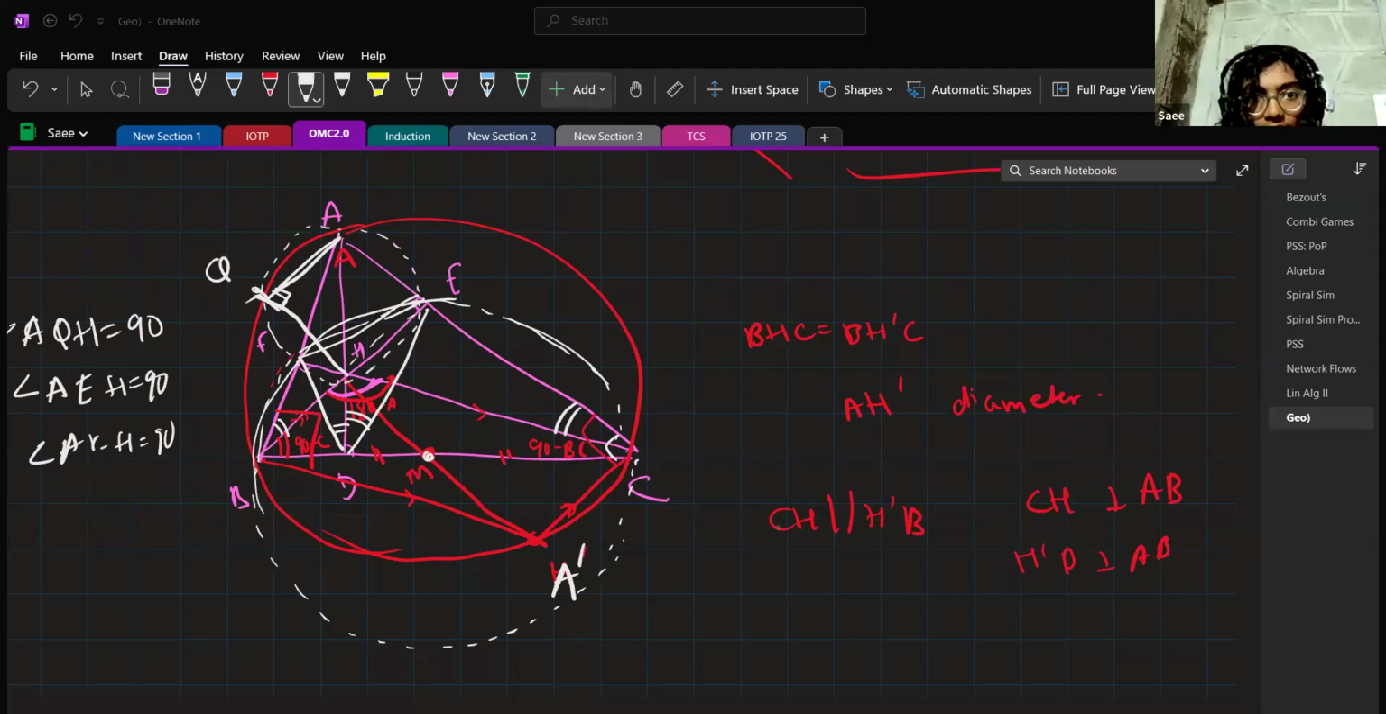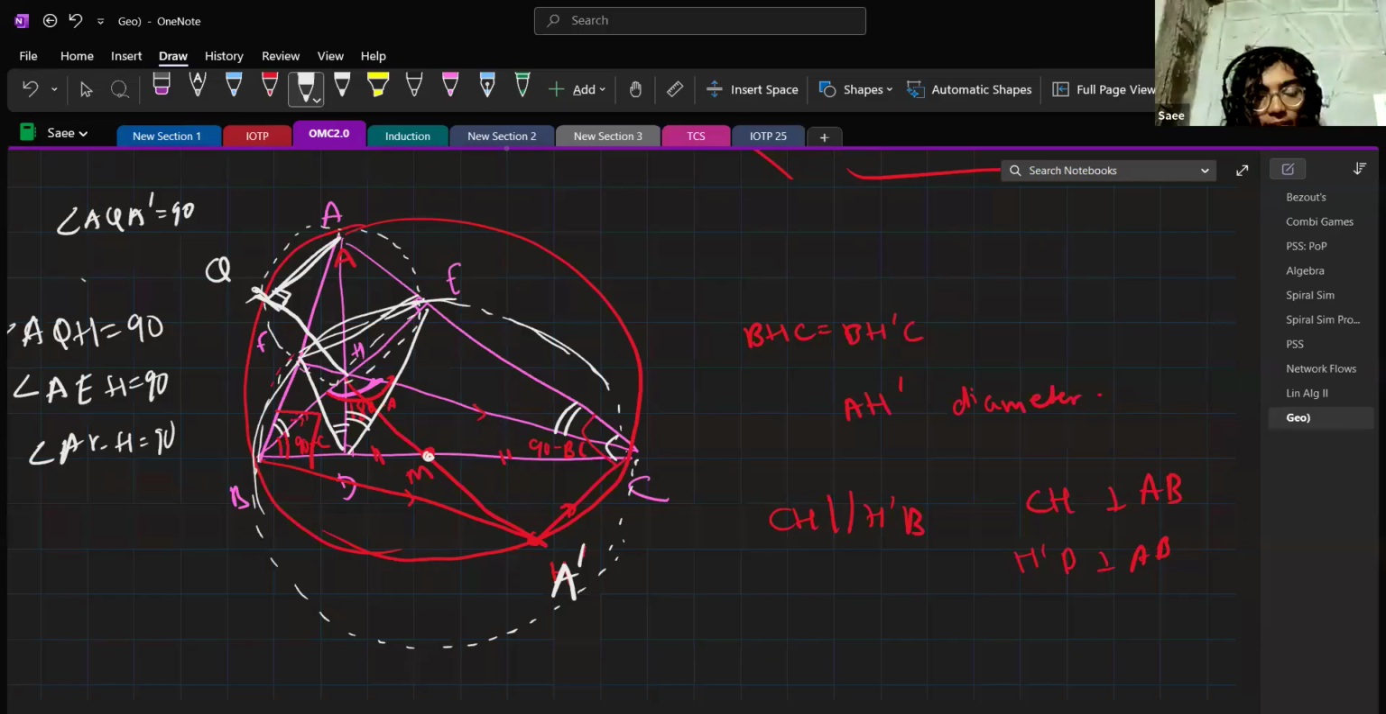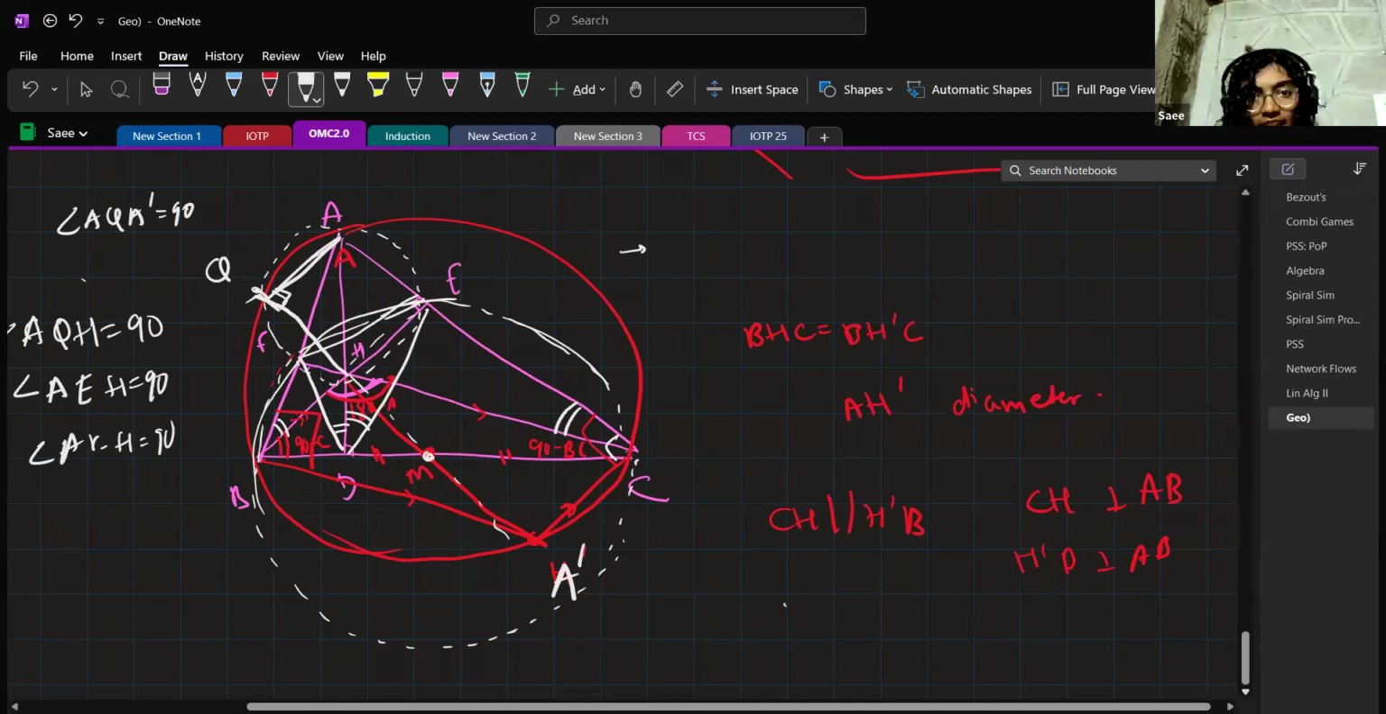And why 90? AQH is 90 because angle AQA prime is 90, because A and A prime are diametrically opposite, and H lies on QA prime. This is a straight line. So that's why this is going to be 90. And that's why all of these 5 points lie on the same circle. In fact, this is a very rich configuration that we'll probably study in a separate class later, along with some Humpty Dumpty points and stuff. This is actually called the Queue point of triangle ABC.